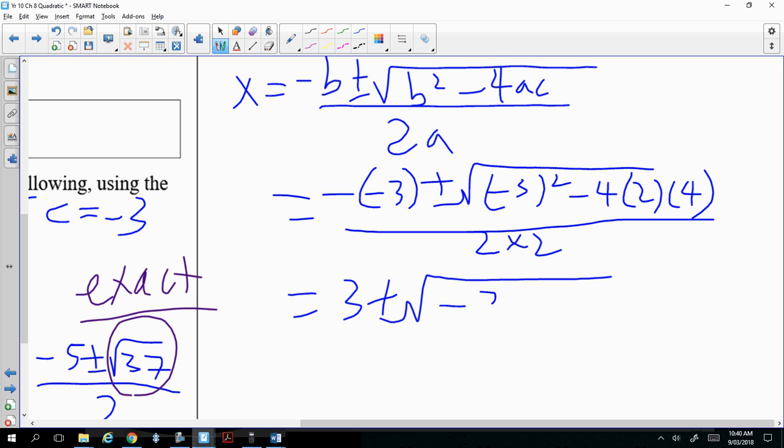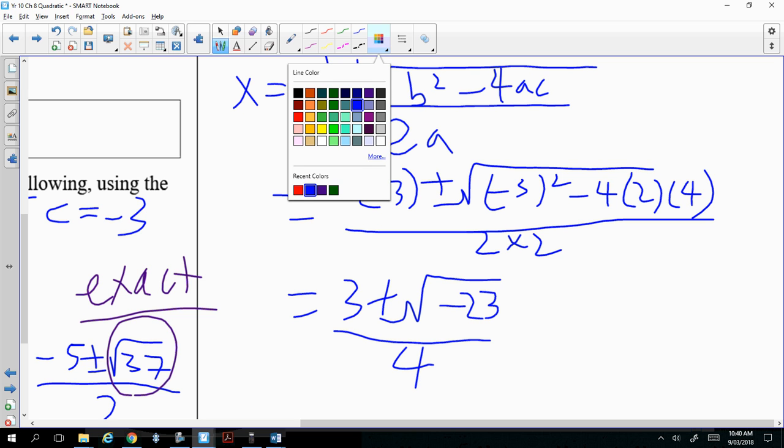Now what happens if you have a negative inside the square root? What do you say? You say that number doesn't exist. We can't square root a negative number, right? So we say no solution.